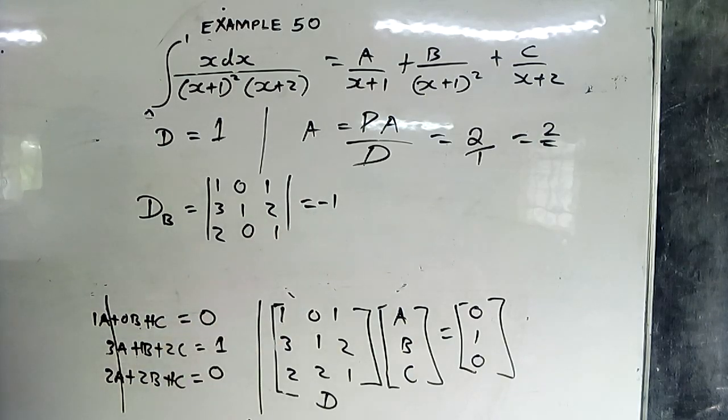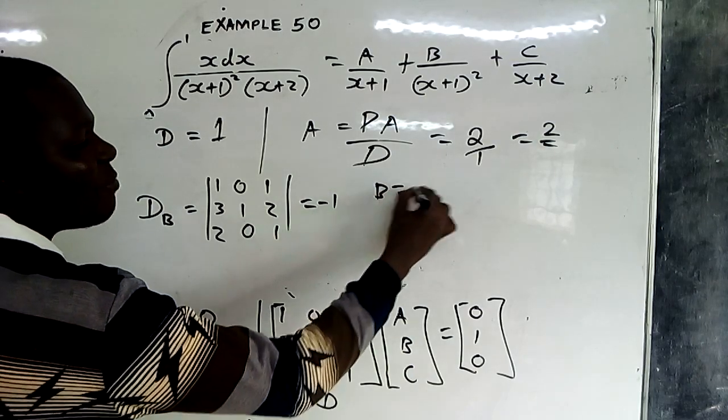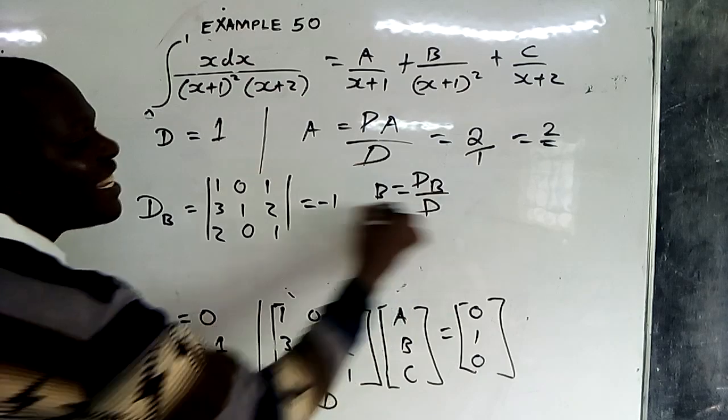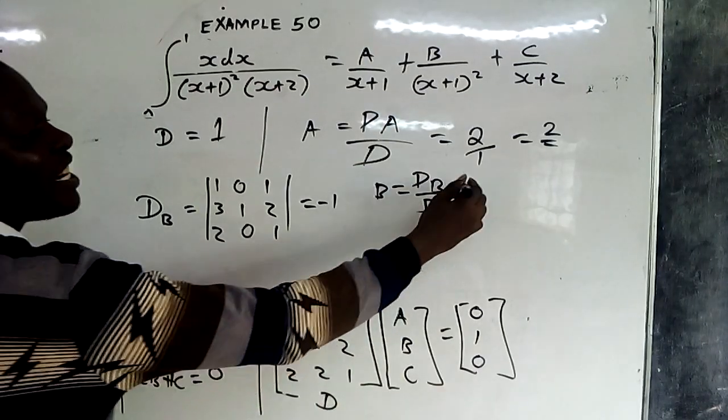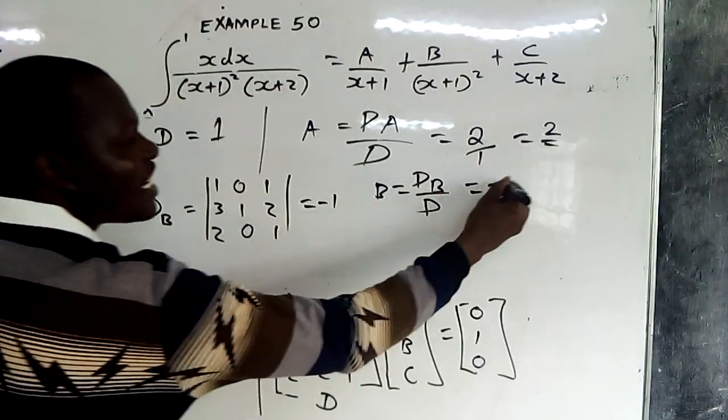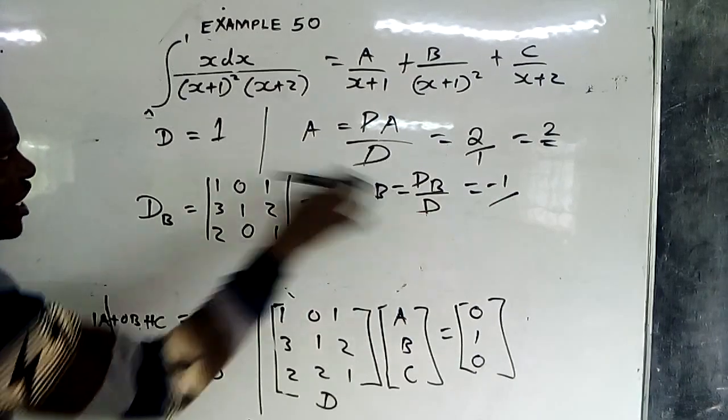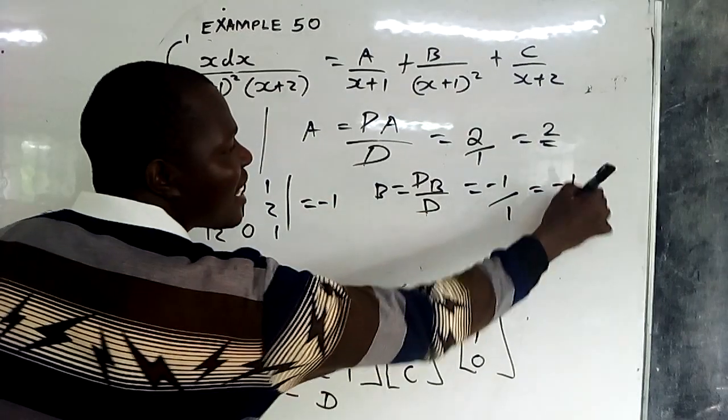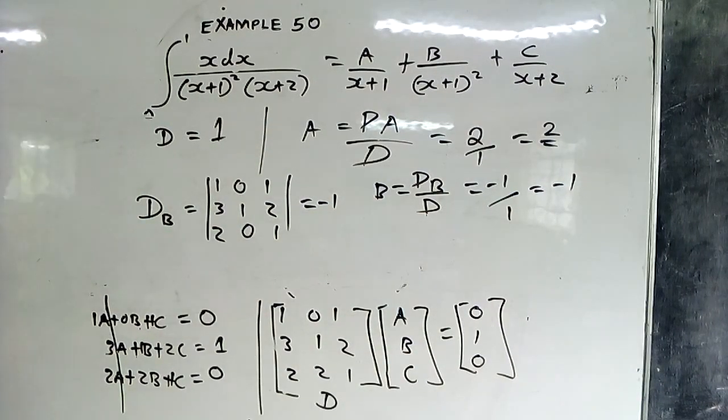-1. You see? So if you want B is equals to B, you just put D over D, isn't it? So it means it is D of B over D. But D of B you found is -1 and D you found is 1. So -1 over 1, you are done with B. So you see there's no need in going into those elimination and substitution and waste of time, isn't it? Good. Move to the next one.